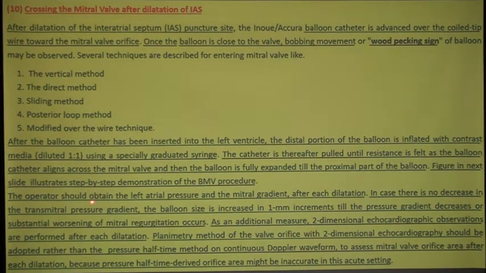The operator should obtain the left atrial pressure and the mitral gradient after each dilation. In case there is no decrease in the transmitral pressure gradient, the balloon size is increased in 1 millimeter increment till the pressure gradient decreases, or substantial worsening of mitral regurgitation occurs.